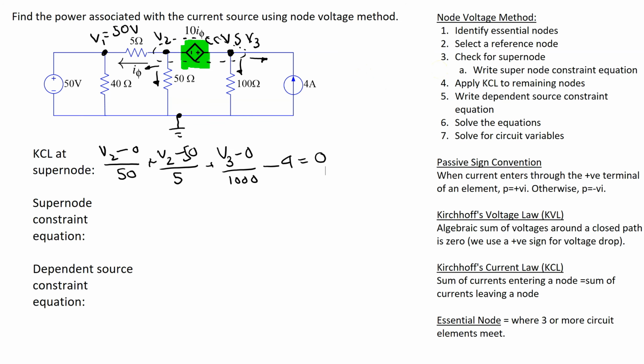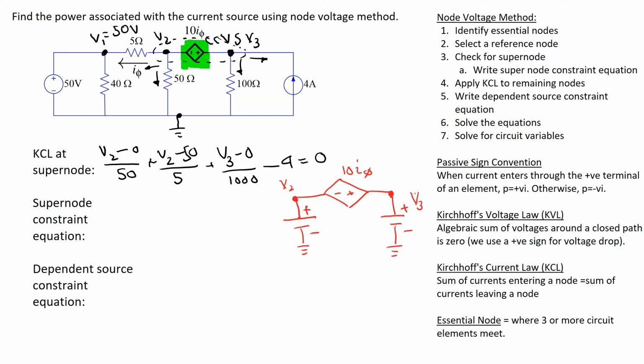We can represent V2 as a positive voltage with respect to ground, and then we have the dependent current controlled voltage source, magnitude 10I phi, and then we can represent V3 as a positive voltage with respect to ground. This gives us the circuit to which we will apply Kirchhoff voltage law.